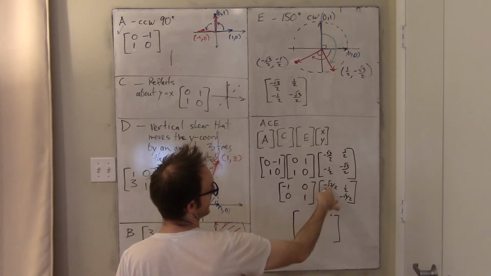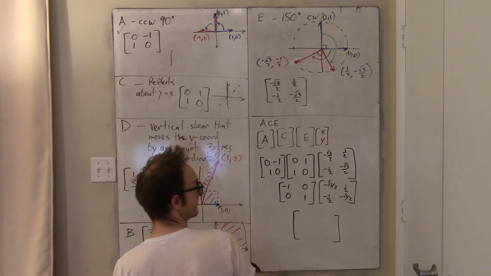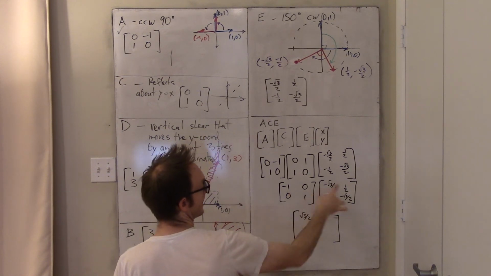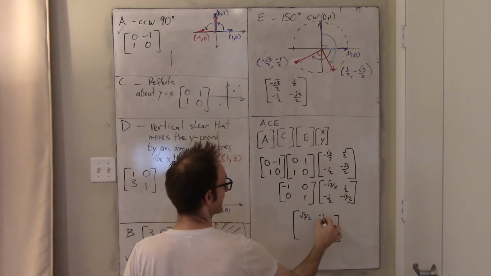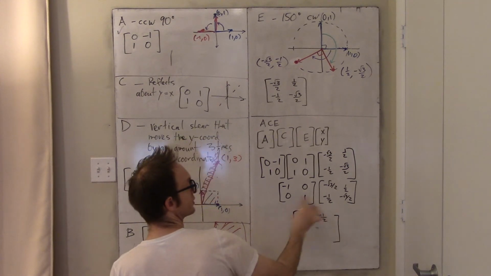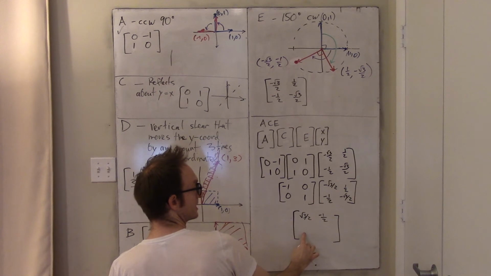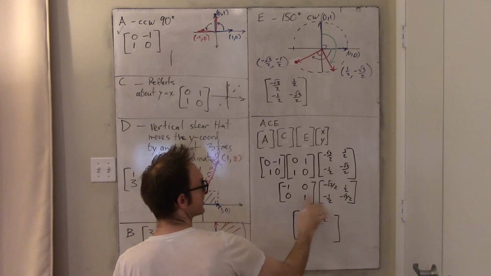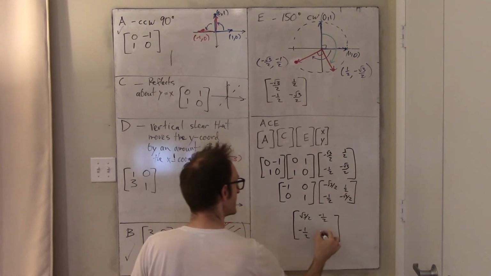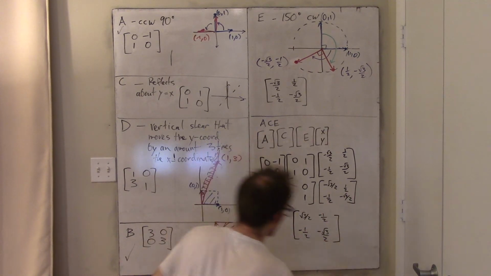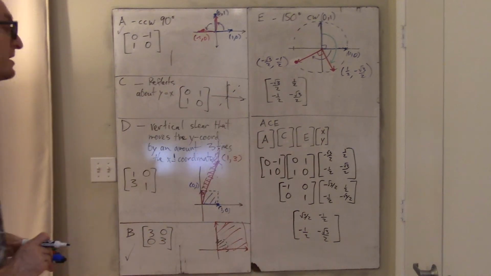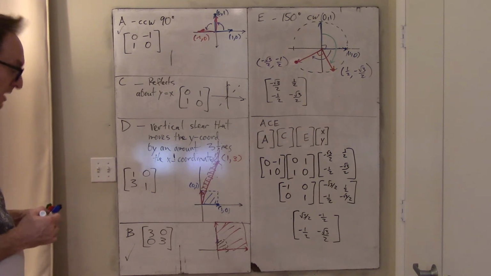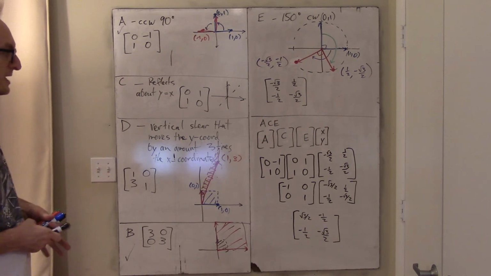Row 1, column 1 gives me just root 3 over 2. Row 1, column 2 gives me negative a half. Row 2 times column 1 gives me negative a half. And here I get row 2 times column 2, negative root 3 over 2. So hopefully this matrix will do that. I guess we could just check it, or I don't know if that's a good idea.